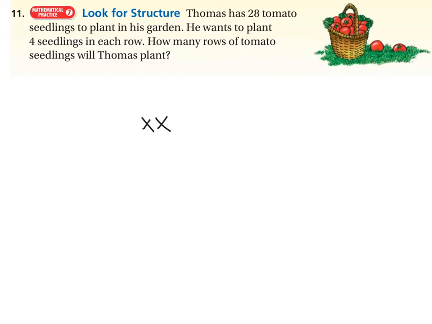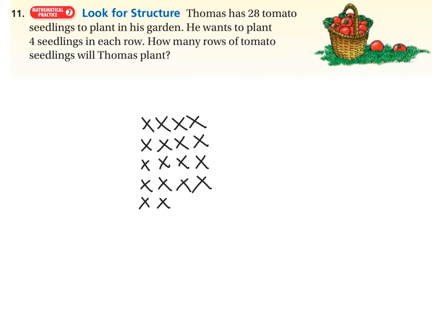1, 2, 3, 4. That's one row. 5, 6, 7, 8, 9, 10, 11, 12, 13, 14, 15, 16, 17, 18, 19, 20, 21, 22, 23, 24, 25, 26, 27, 28. There we have our 28 tomato seedlings.